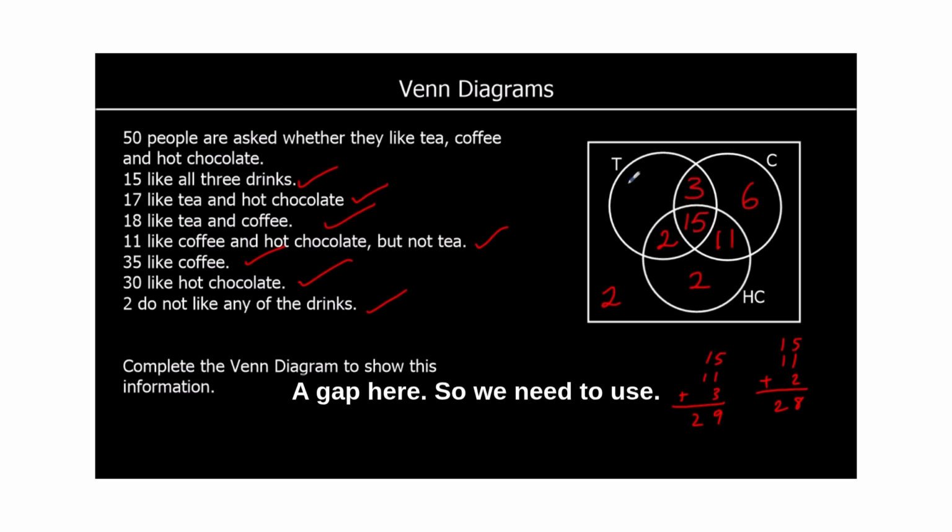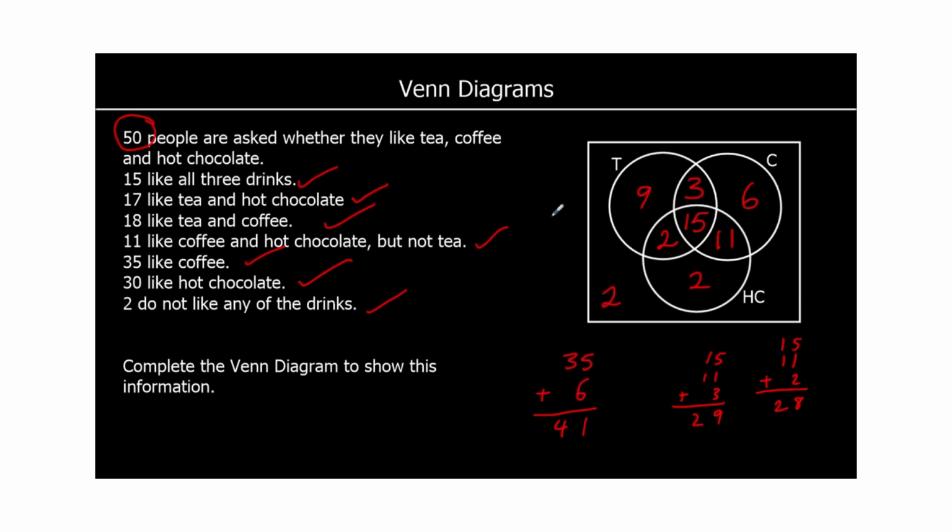But we've got a gap here. So we need to use that there were 50 people in total. So we can say the coffee circle was 35 people. So that circle is 35 people, and we've got 2, 2 and 2 more. So we've got 41 people so far. There are 50 people, so 9 must like tea only.